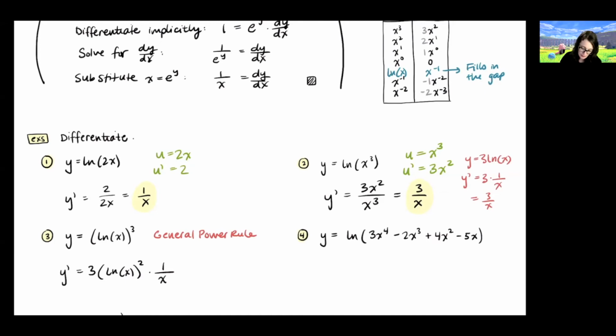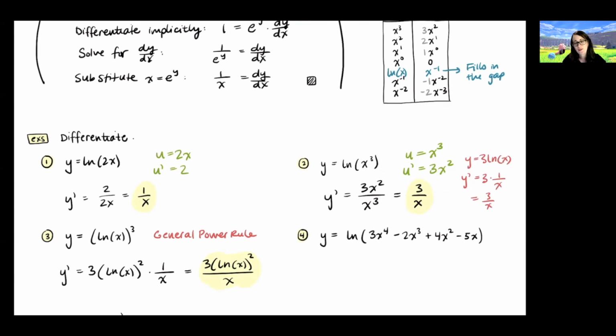Okay, so general power rule, bring the 3 down and multiply in the front. Then we've got the inside the same, subtract 1 from here. And then this is the derivative of the inside. Simplifying this, it's just nice if we can write it in one fraction. So we could just multiply across the top and multiply across the bottom, and then we'll get 3 natural log of x squared all over x.